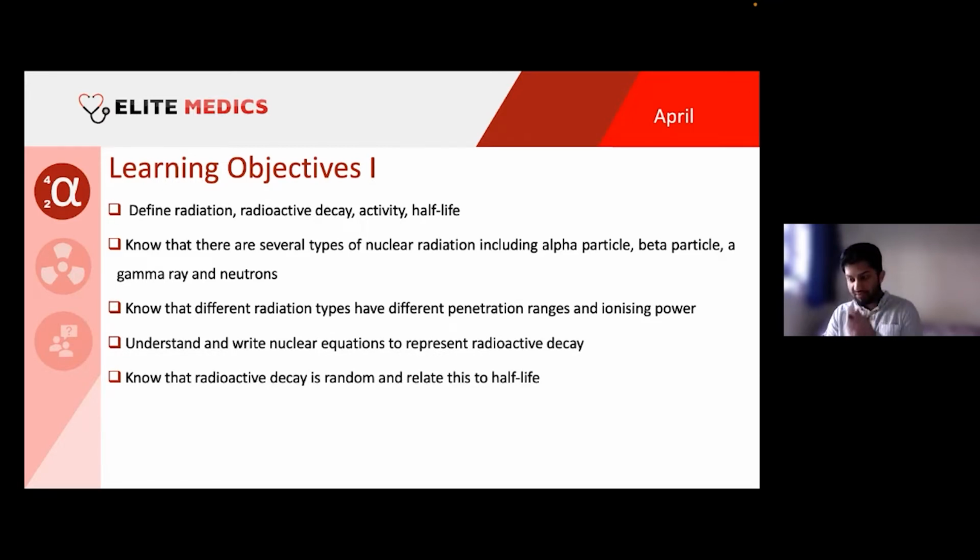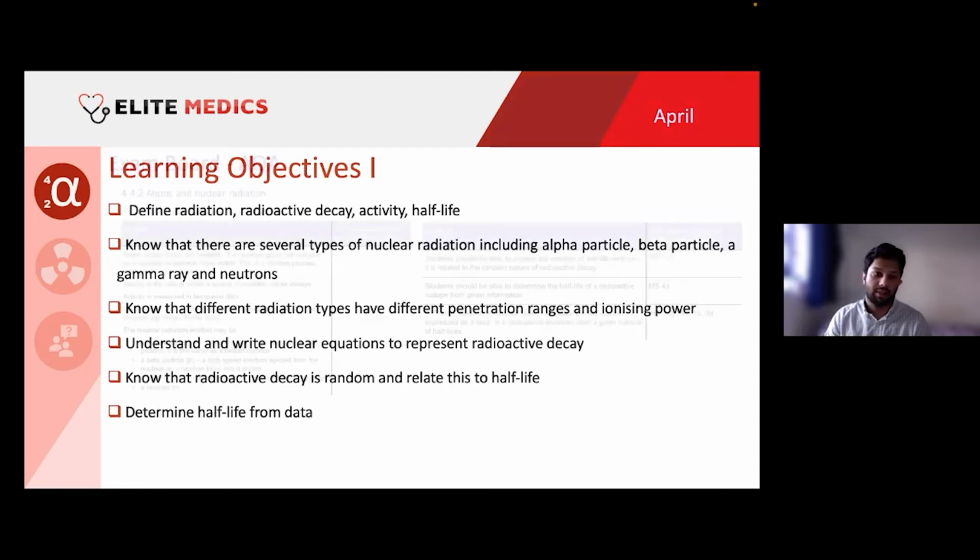And also know that radioactive decay is random, and relate this to half-life, and also to determine half-life from data. Okay, so half-life is a relatively big topic from the things that we're going to go through today. And it's one of those ones where they will always give you a graph and ask you to interpret it. And that in itself is what makes half-lives a relatively more difficult topic because of the fact that graphs are involved. So hopefully we'll try and illustrate how to do these today.